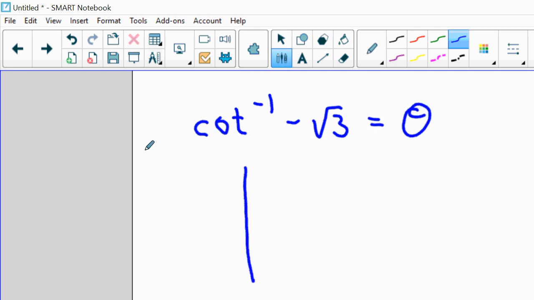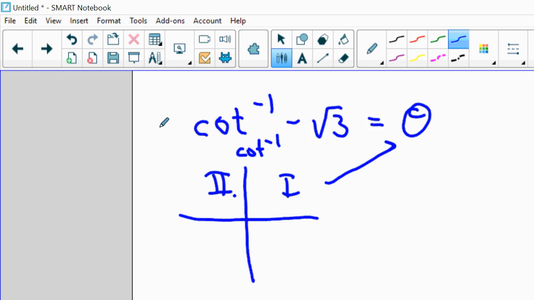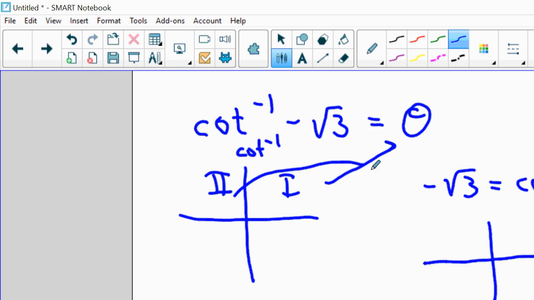Now, cotangent inverse is memorized to be quadrants 1 and 2. This angle lies in 1 or 2. But I take cotangent of both sides, and I get minus the square root of 3 equals cotangent theta. But cotangent is like tangent, and all students take. These are the positive quadrants for tangent and cotangent. Therefore, it's negative here and here. So I got a first and a second, and I got a second and a fourth. Therefore, one dot high, two low, theta is in the second.